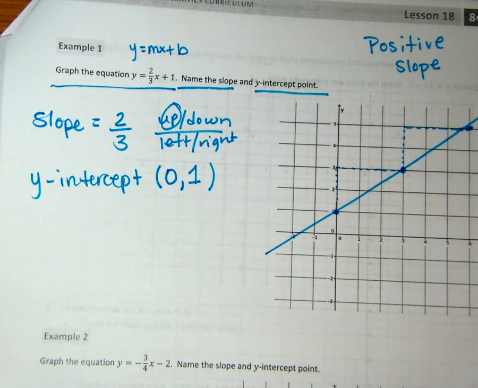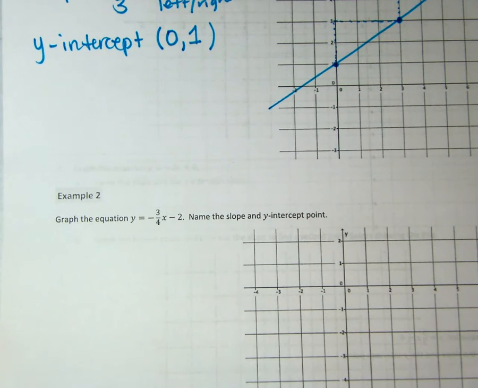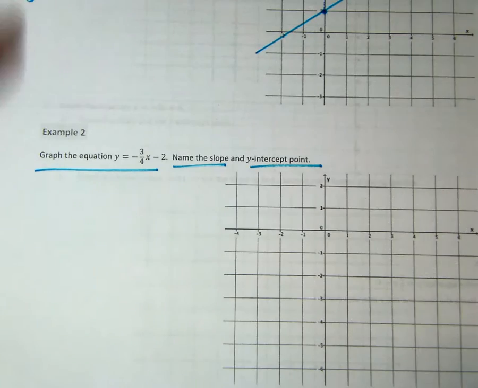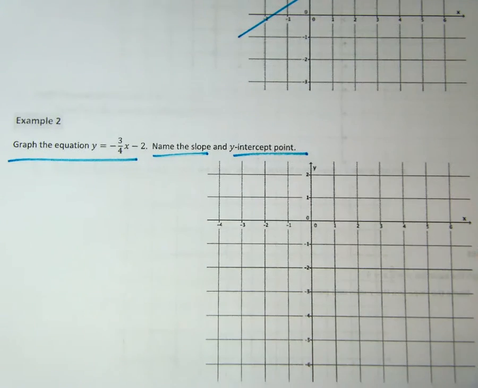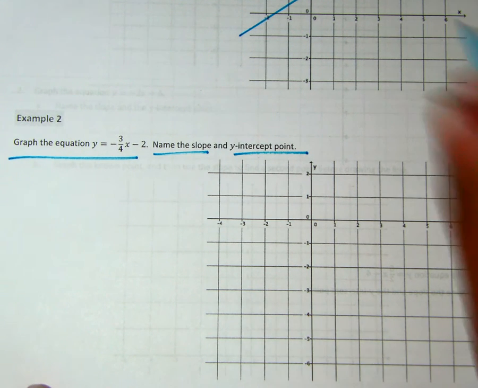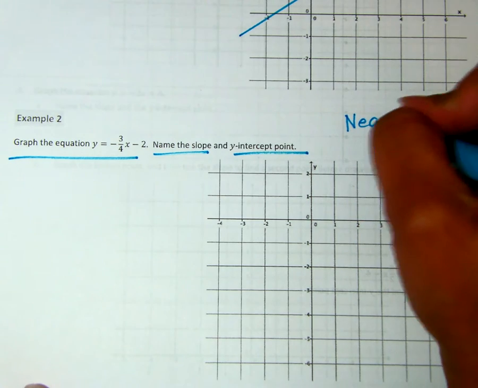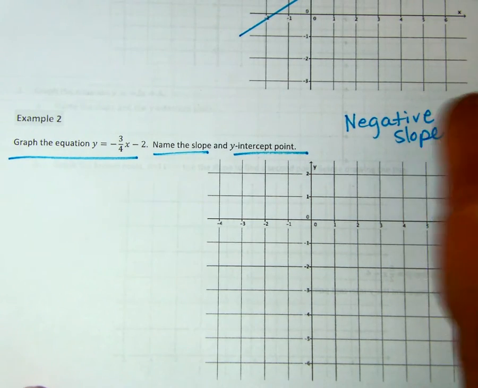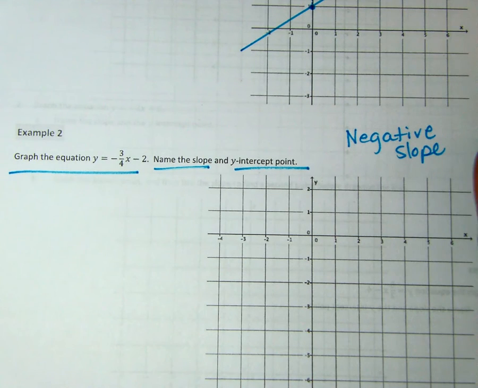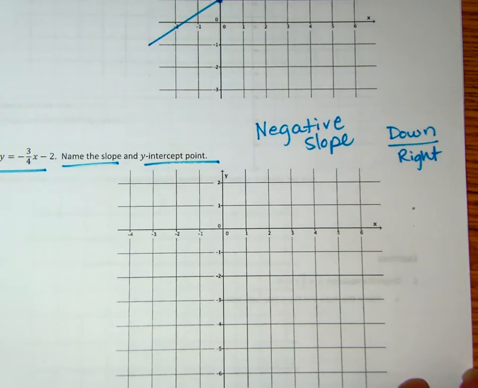Let's take a stab at example number 2. Graph the equation y equals negative 3 over 4x minus 2. Task one: name the slope. Task two: name the y-intercept. Based off of our equation only, is this line going to be left to right inclining or left to right declining? Yep, this line is going to be left to right declining, which means it has a negative slope. Okay, something I want to point out about a negative slope for you is your numerator is going to be down, and our denominator, we're going to move to the right.